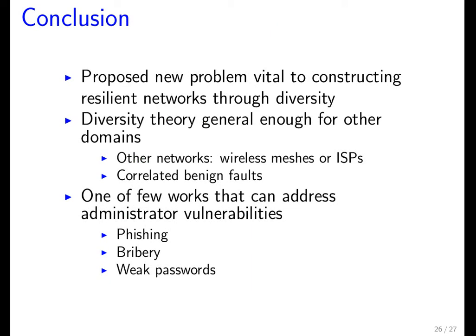So in conclusion, we propose a new problem that's vital to constructing these resilient networks through diversity. Our motivation for this work came from global cloud networks. However, when we noticed this issue, we really thought of this problem in a very general way. These networks could be any type of network. They could be wireless mesh networks, ISPs, the same theory will apply. And also, the type of failures don't necessarily have to be intrusions. They could be correlated benign faults.